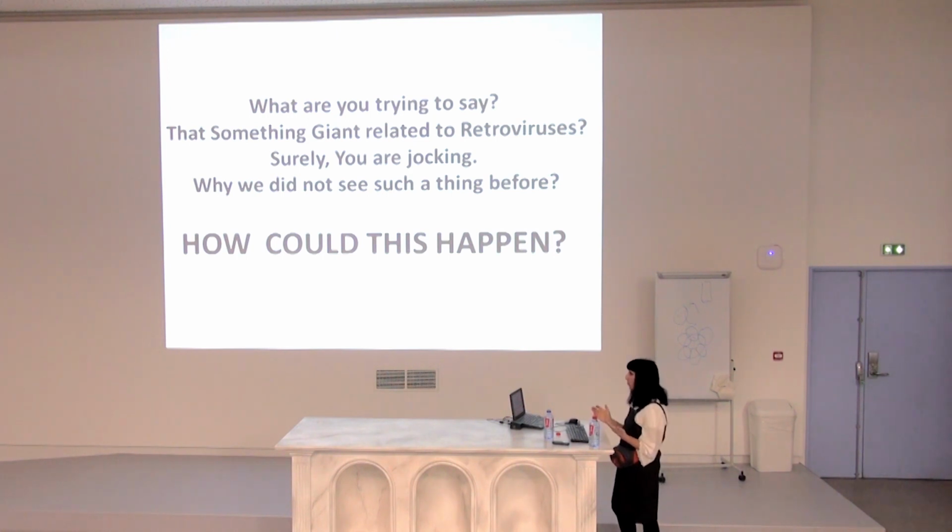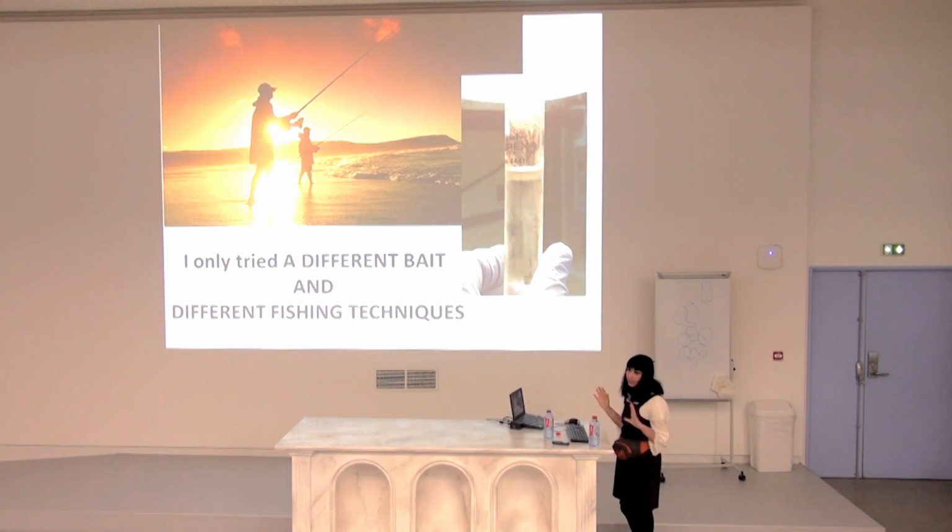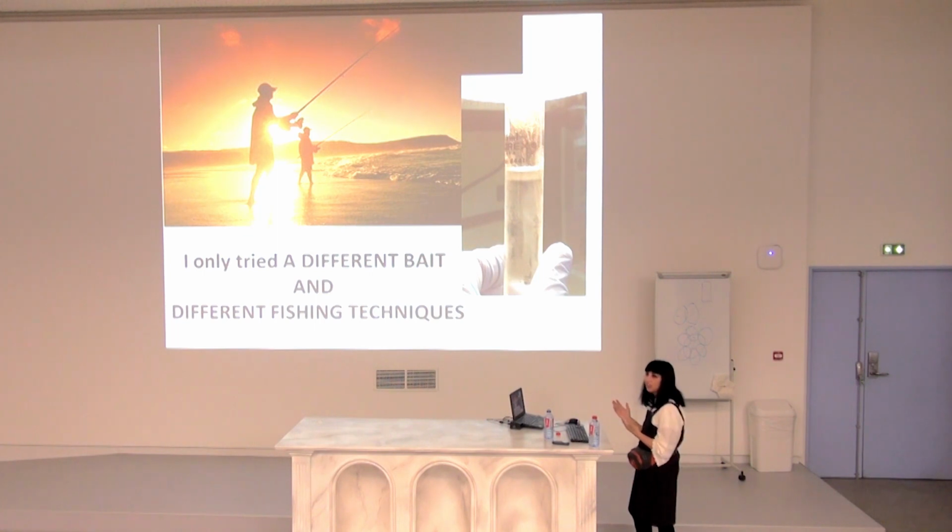And why did we not see, over a history of centuries of retrovirology, at least one century, a giant in our retroviral people? How could this happen? Well, I think that it's very simple. It's really simple. I didn't do anything difficult. I only tried a different fishing technique and a different bite.